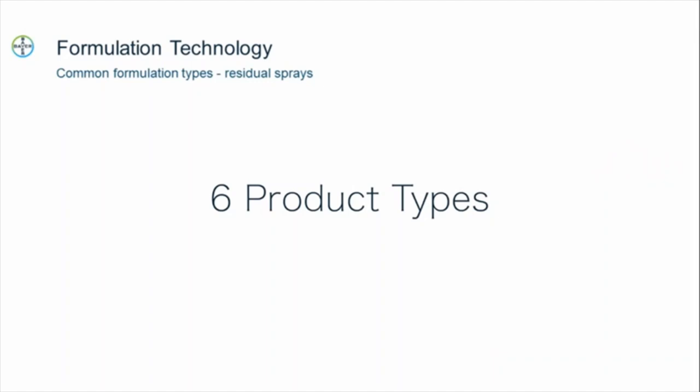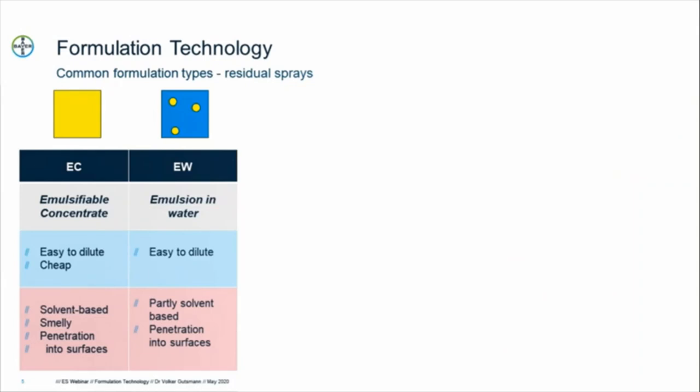On this slide, I've selected for you six product types. All of them are still on the market today, and I'm sure that you have used several of them already in your own company. The first group are the EC, the emulsifiable concentrate, and the EW, emulsion in water. They are really characterized by the addition of solvents to the formulation. The EC formulation is completely solvent-based.